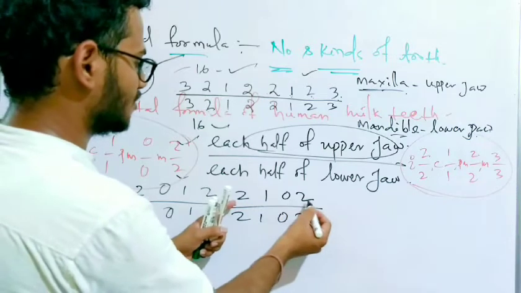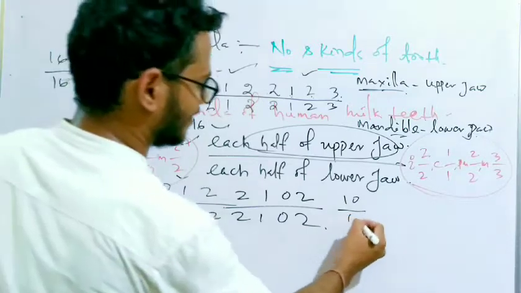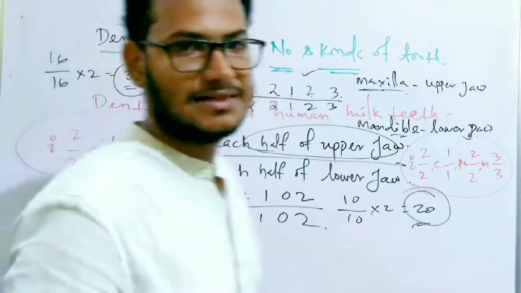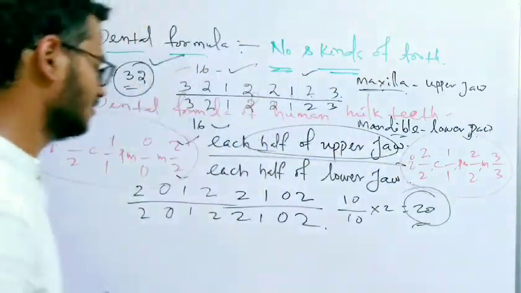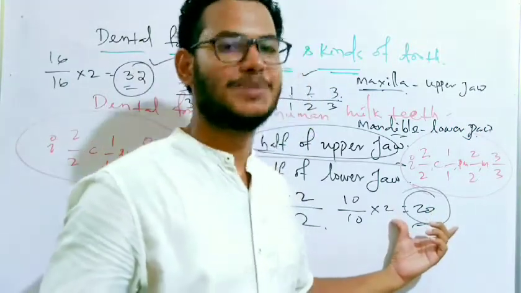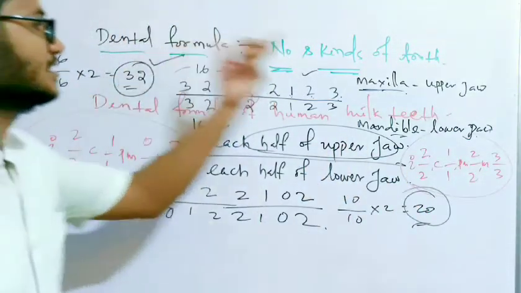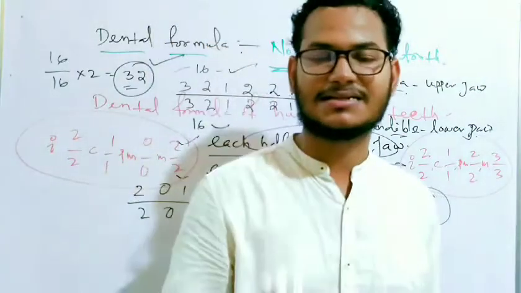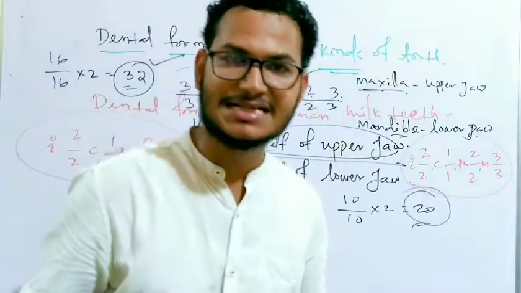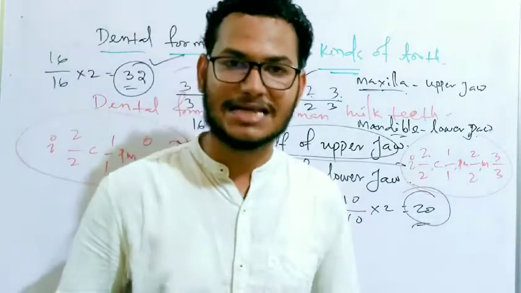So 2 plus 1 plus 0 plus 2, that means 5 plus 5, 10, and here also 10, into 2, that means 20. The number of teeth in human milk teeth is 20, and in case of permanent teeth of humans the number is 32. So this is the way we represent the number and kind of teeth present in humans. Likewise, we have dental formulas for different other animals.